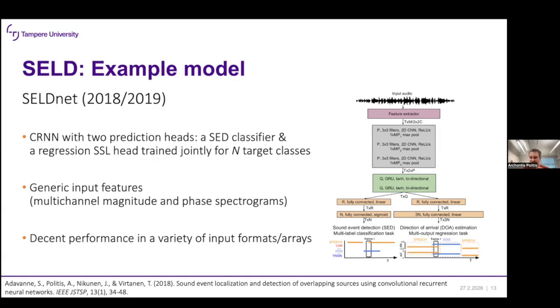By design, we decided to use very generic input features, just multi-channel magnitude and phase spectrograms, so that it can easily be used with different spatial formats or arrays. And we saw that it can have a decent performance in a variety of input formats. At least we were testing first order ambisonics and a circular microphone array in the original paper.